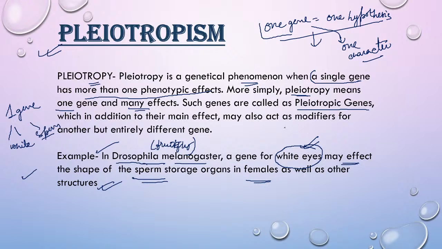Now in pleiotropism, these genes, in addition to their main effect, which for the fruit fly gene was to control the white eyes, are also acting as a modifier for another but entirely different gene. The gene for the white eyes is never related to the sperm storage organ. The sperm storage organ is an entirely different character, which is controlled by the same gene only. So I hope it is clear.